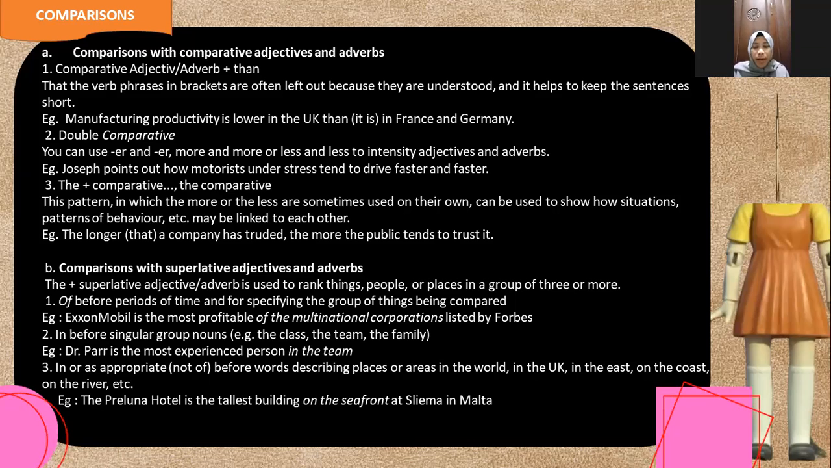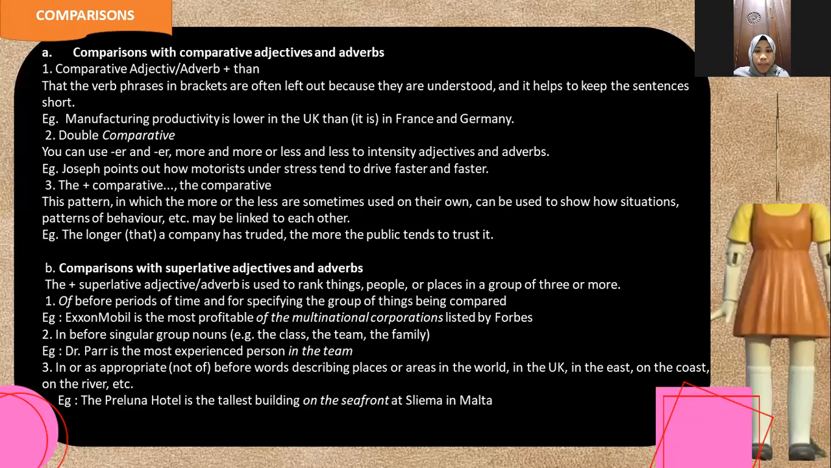Comparison with superlative adjective and adverb. The superlative adjective or adverb is used to compare things, people, or places in a group of three or more. Number 1, of, before periods of time or plural nouns of the group of things being compared. For example, ExxonMobil is the most profitable of the multinational corporations listed by Forbes.